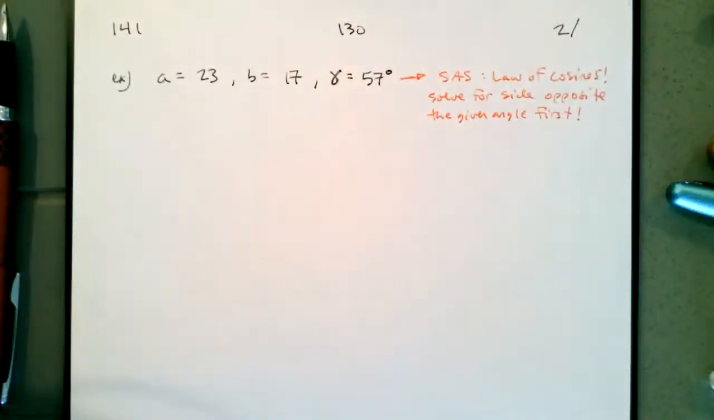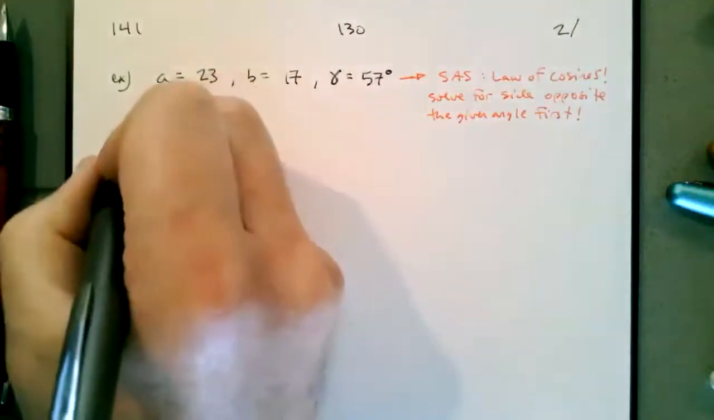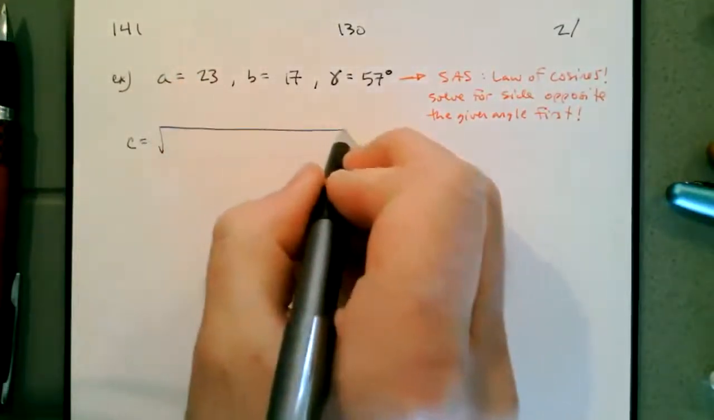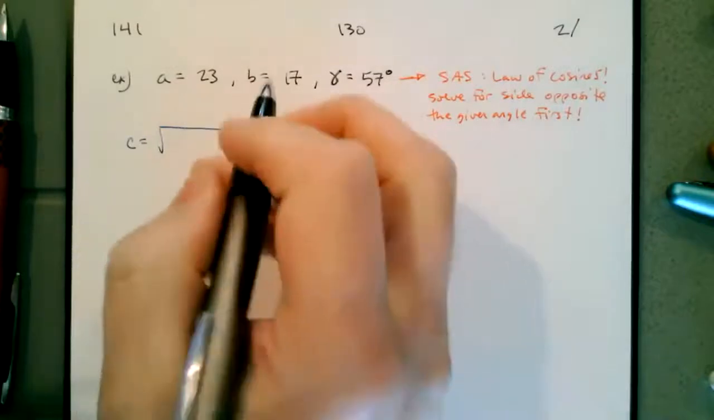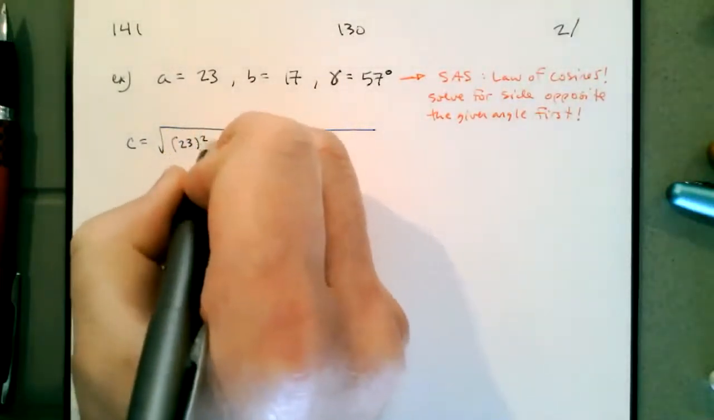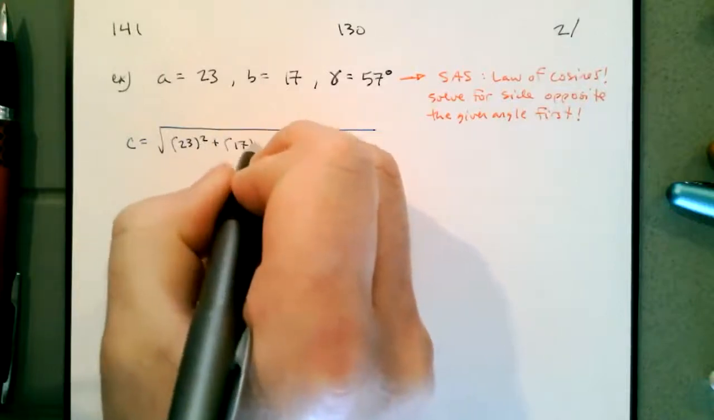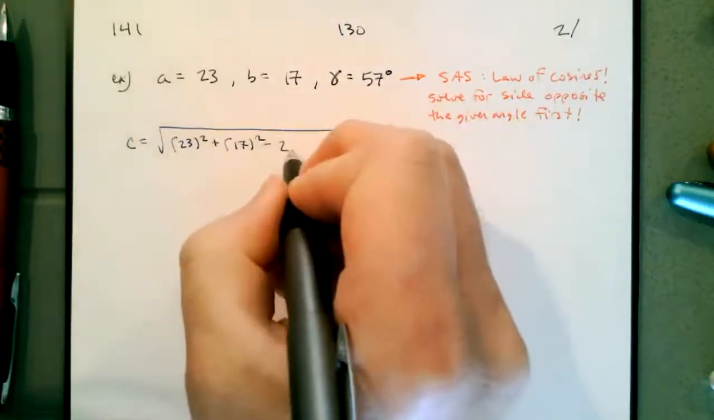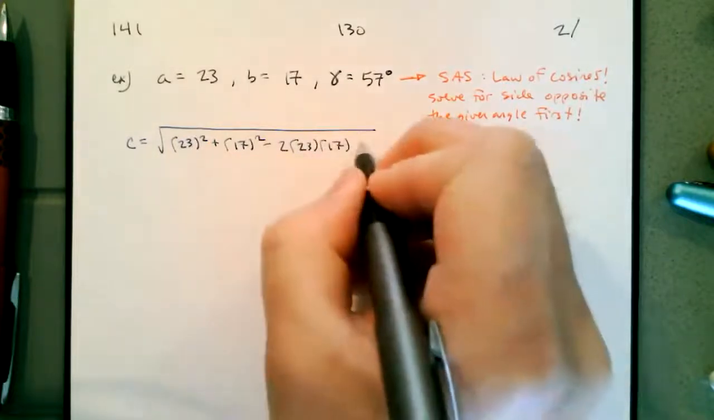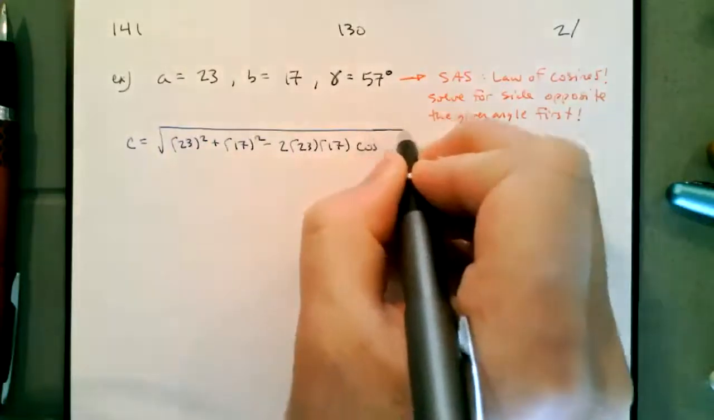So we're going to lead with C equals the square root of A squared plus B squared minus 2ab times the cosine of gamma.